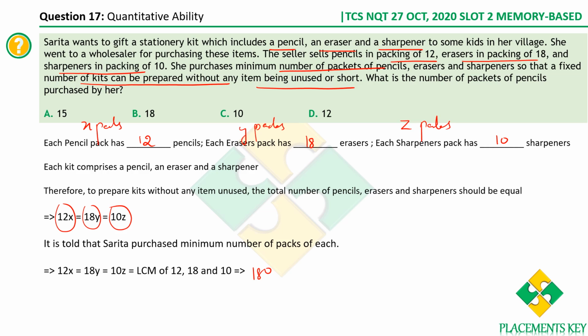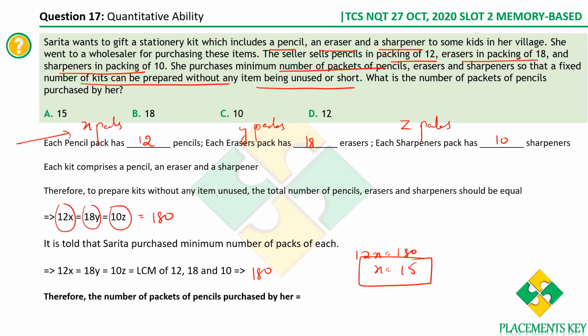Therefore, how many packs of pencils should she have purchased? We know 12x is equal to 18y is equal to 10z is equal to 180 to get the minimum number of packs of each. So we get 12x is equal to 180, so we get the x value as 15. So what is x that you have assumed? X is the number of packs of pencils that is purchased. Therefore, the number of packets of pencils purchased by her is 15.